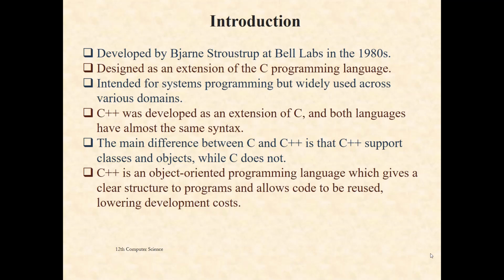C++ is a very popular language, and it is developed as an extension of C, and both languages have almost the same syntax. The main difference between C and C++ is that C++ supports classes and objects while C does not. Because of this support, C++ is called an object-oriented programming language, which gives a clear structure to programs and allows code to be reused, lowering the development cost.